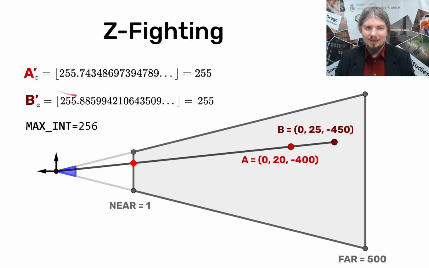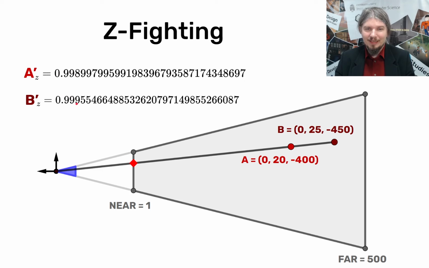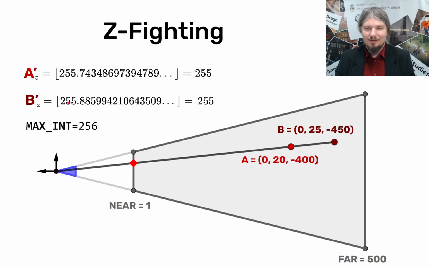Now if we multiply the depth values we found here with 256, and then we have to floor them because we want to store them as integers, we can see that both of those result in the same 255 value. So from the GPU's perspective, if the max int is 256, it only has 8 bits to store values in, then those 2 points are at the same distance from the camera. So it doesn't know which one should be drawn on top of the other, which one should be discarded, and this can cause some flickering in the render.